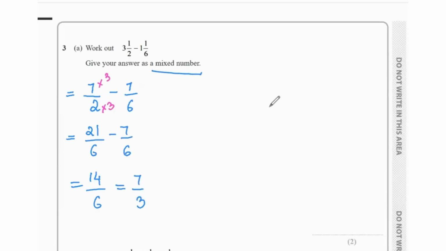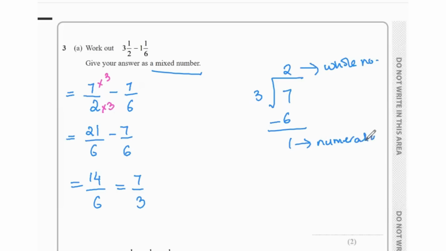We want the answer in mixed numbers, so we divide 7 by 3. 3 twos are 6. 7 minus 6 is 1. Quotient is always your whole number. Remainder is your numerator. And denominator remains the same. 7 over 3 is the same as 2 whole number 1 over 3. That is your final answer as a mixed number.